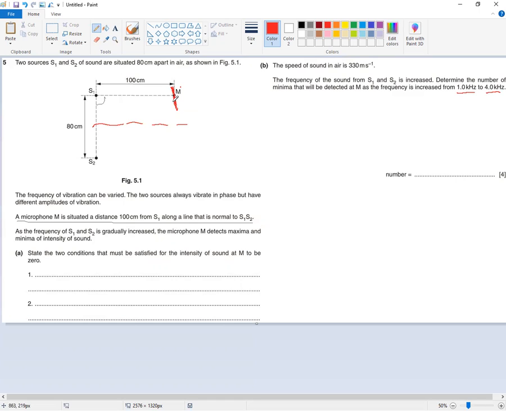The question that is asking us, have a look at this question. The frequency of the sound from S1 and S2 is increased. Determine the number of minima that will be detected at M as the frequency is increased from 1 kilohertz to 4 kilohertz. So how many minima would you experience by placing this microphone right over here as we change the frequency of these two sources?